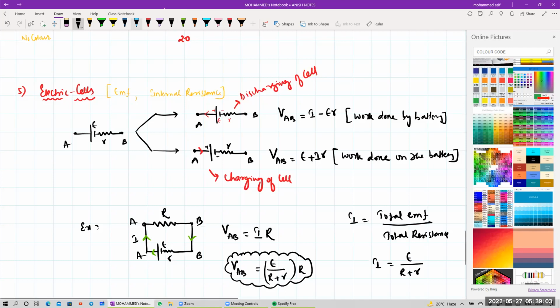So the potential across your A and B will be equal to I into R. What is the I value? Total EMF divided by total resistance, so the I value is E by (R plus r). Substitute that value here. So that is your E divided by (capital R plus small r), into your capital R.